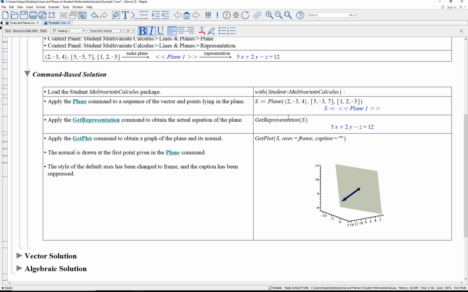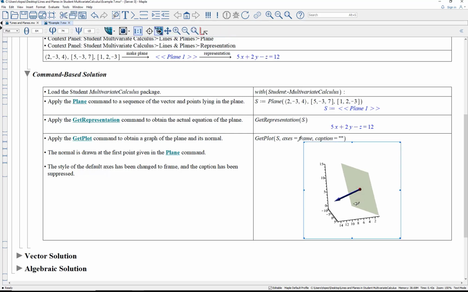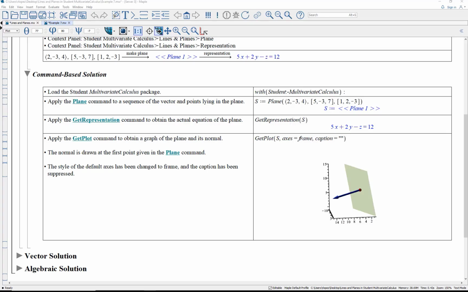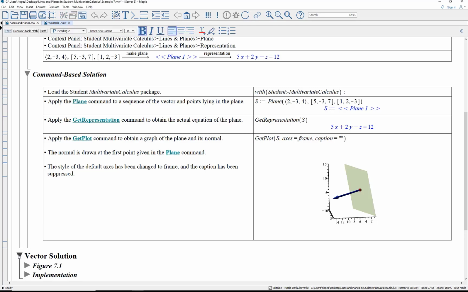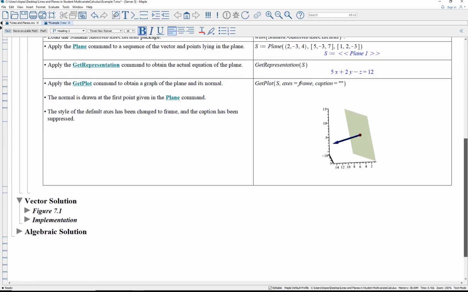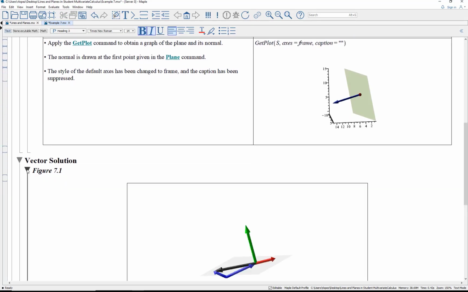By separating these 2 commands, you can apply the get plot command to the plane object. You get a picture of the plane and its normal. If the traditional vector solution is the approach, it really helps to have a figure.